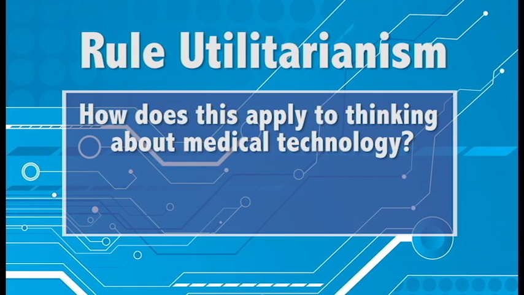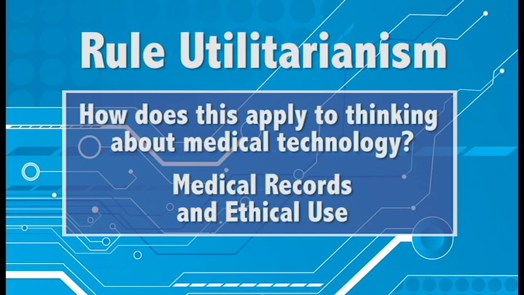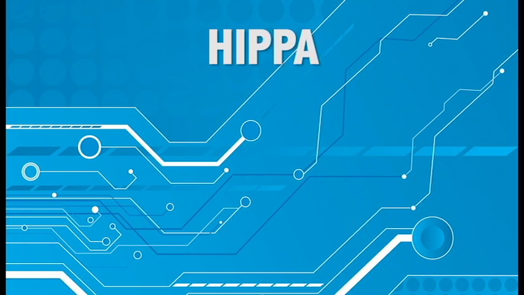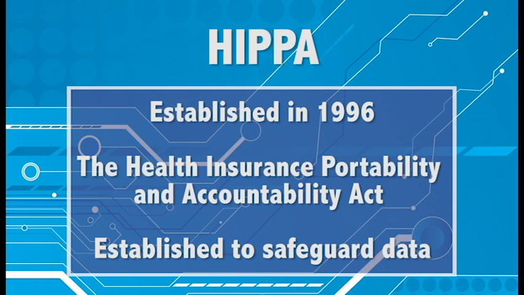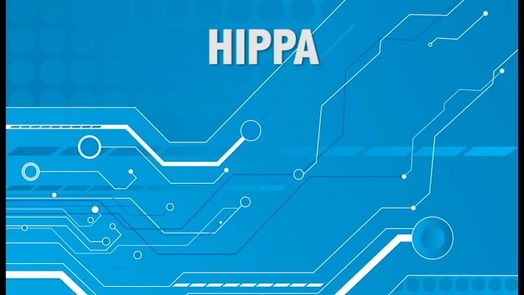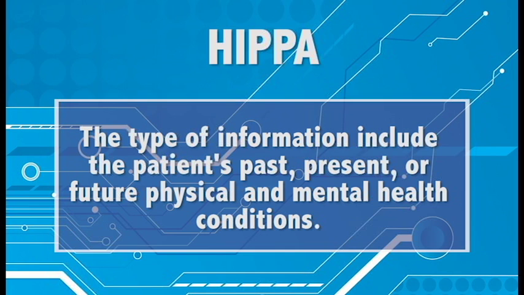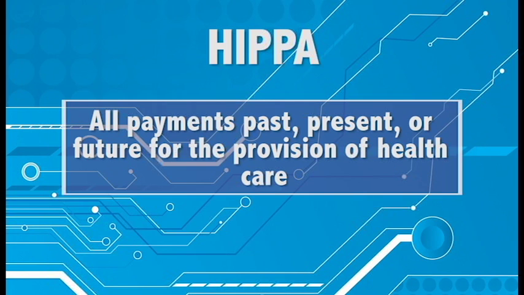Under the lens of rule utilitarianism, we can look at the medical records and the ethical ways in which they are used. The government helped to guide these rules by establishing HIPAA in 1996. It was the first national set of rules and regulations for safeguarding data and sensitive information pertaining to patients. It was designed to set up a basic understanding of how medical personnel could handle this patient data. It covered information including the past, present, or future physical and mental health conditions. It also included payments past, present, or future.